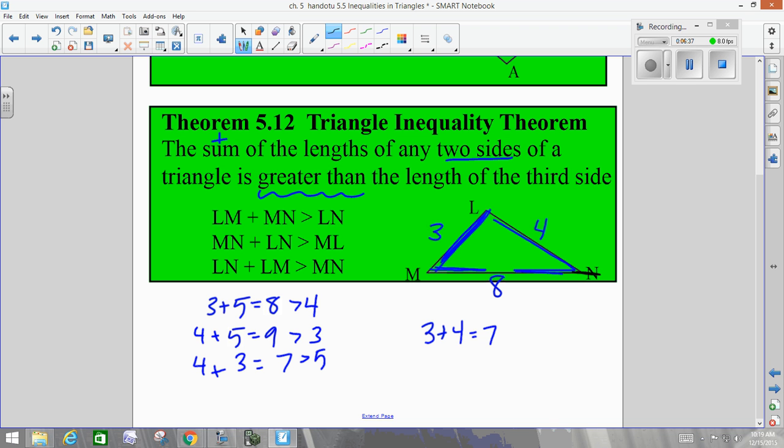Okay, so really, the smallest two sides, when you add them together, have to be greater than the third side. So when you check, you always are going to add your smallest two sides.